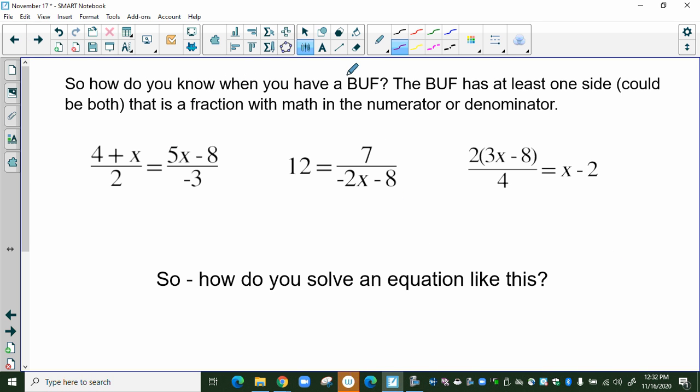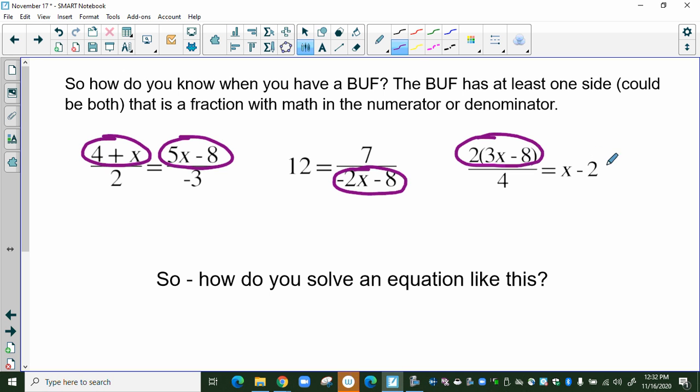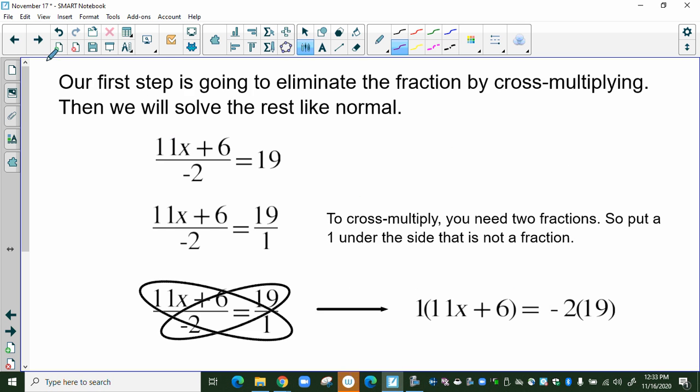Like I said, you will know that you have a big ugly fraction if there's at least one side, could be both, that's a fraction with math in the numerator or denominator. If you look at this example, both sides have math in the numerator. On this second problem, we have math right here in the denominator. On the third problem, we have math right here in the numerator. We also have math on the right side, but it's not a fraction. But we do see a fraction with math in it. So the question is, how do we solve this? How do we get rid of this fraction?